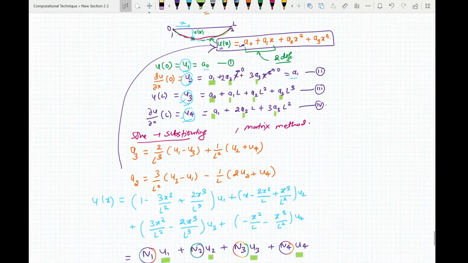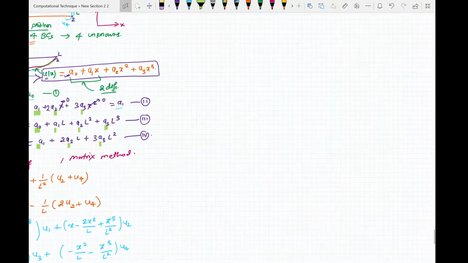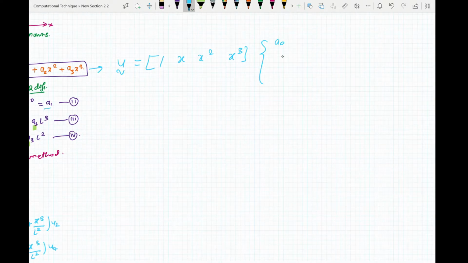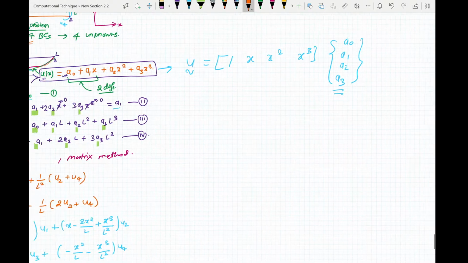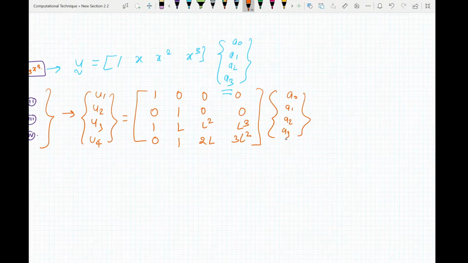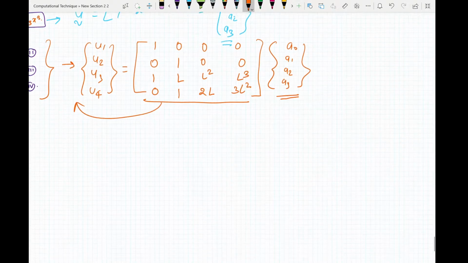Now the other method is to use the matrix. So when you write this equation in matrix form, you'll get u vector equals 1, x, x square, x cube times a0, a1, a2 and a3. Now you have to solve for this vector here. These boundary condition equations can also be written in matrix form. Now you can solve for this by taking this matrix on this side and taking its inverse.